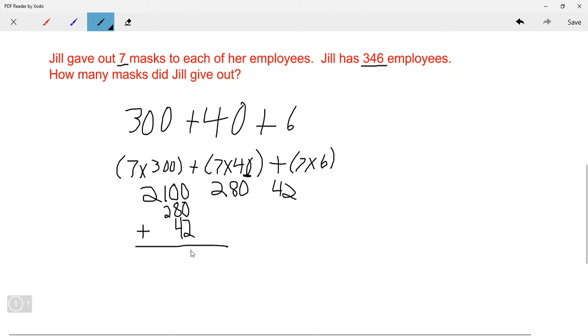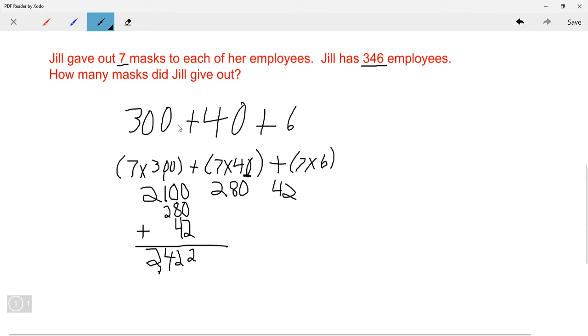So 0 plus 0 plus 2 is 2. 0 plus 8 plus 4 is 12. Carry the 1. 1 plus 1 plus 2 is 4. And then 2 plus nothing is 2. So, 2,422.